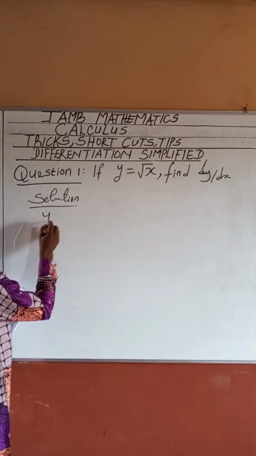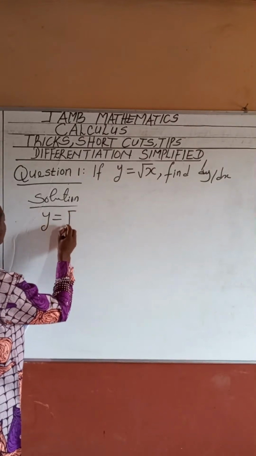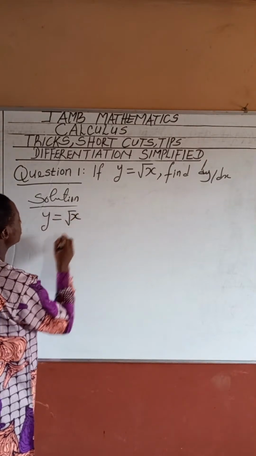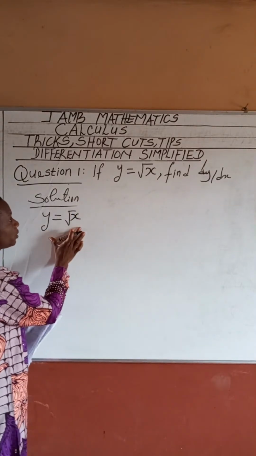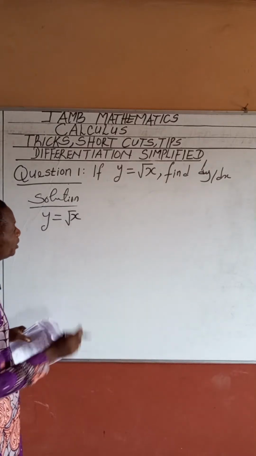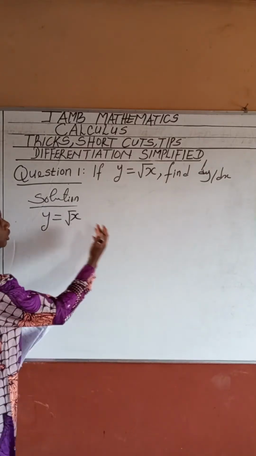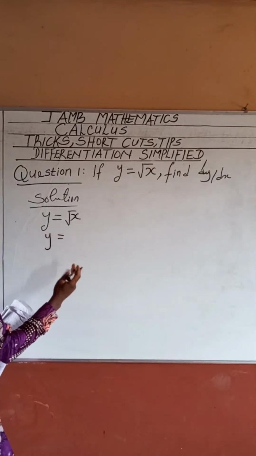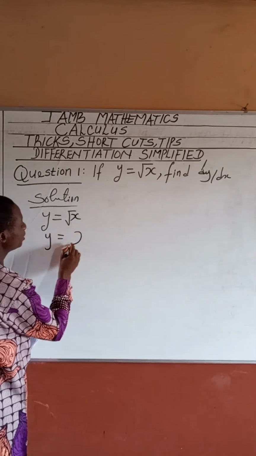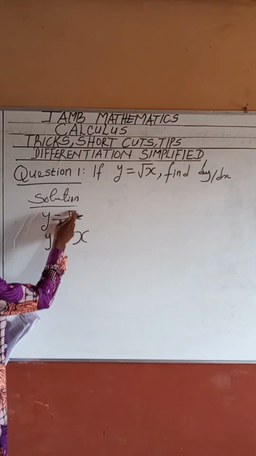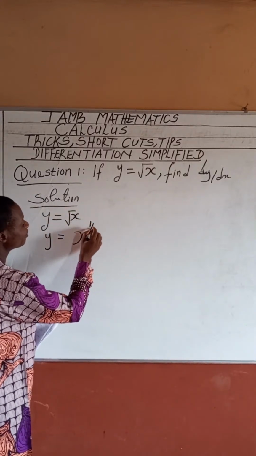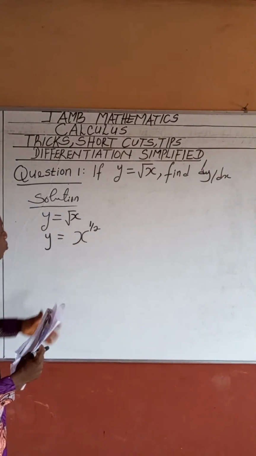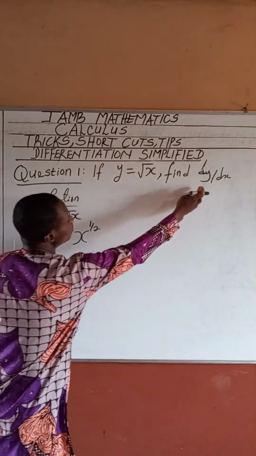We are given y to be equals to the square root of x. So the implication is that we are going to transform this to indices. This is not in index form, so we'll change it to index form for better visual understanding. This becomes x here. This square root means raised to power half. Since it's raised to power half, we can go ahead and find dy dx.